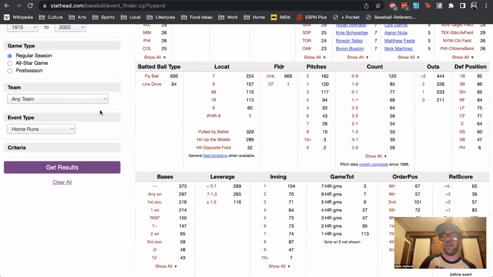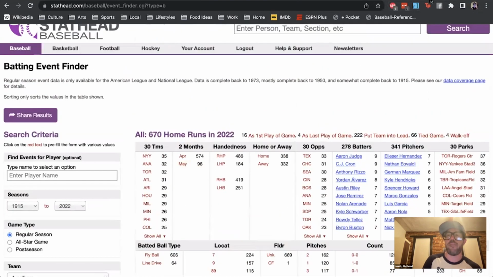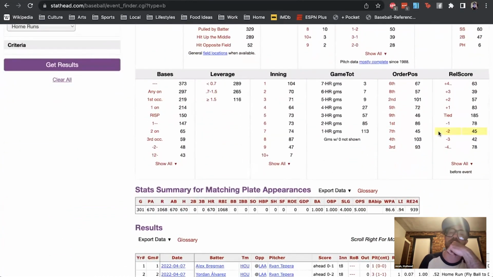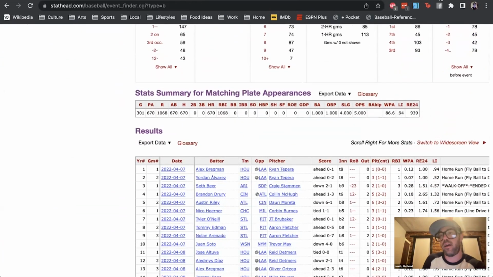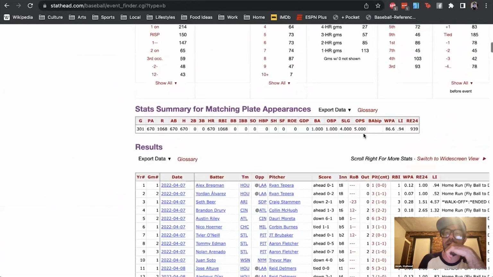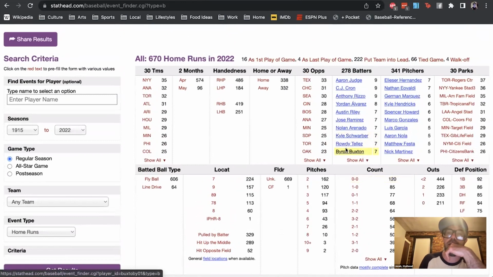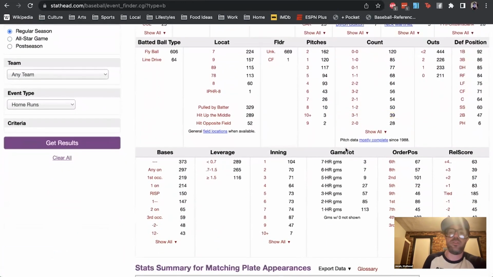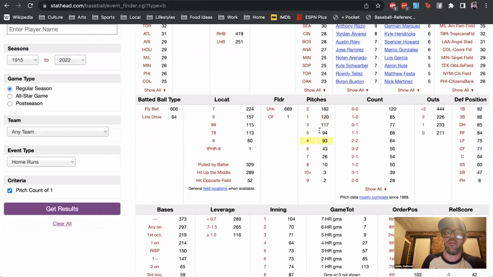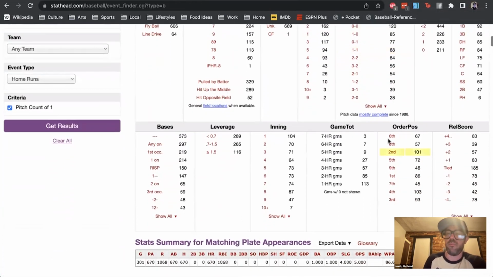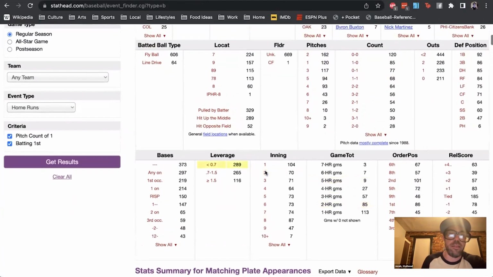Instead of the way the other tools work, where there are these filters on the side, the event finder has this big menu here, and you can go through this menu and basically choose the filters you want. So right now, this is just showing us every home run this season. But what if I wanted to see, I don't know, I'll just turn on a couple filters here and figure out what I want. So let's do first pitch home runs. So that would be the first pitch of the at-bat, swinging, getting a home run. We'll do leadoff hitter, why not?